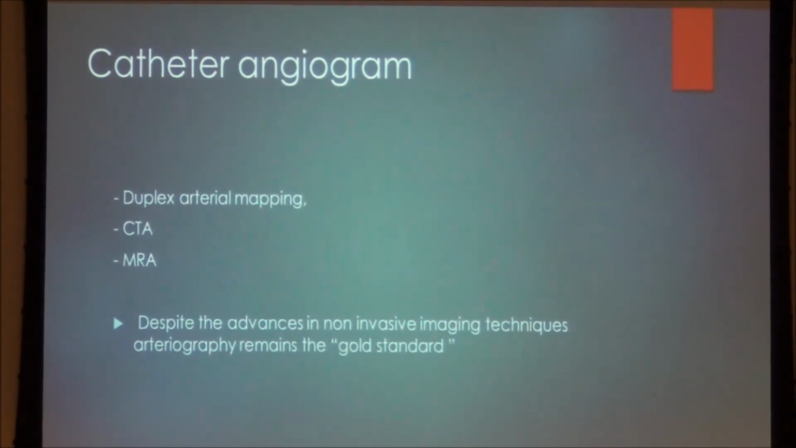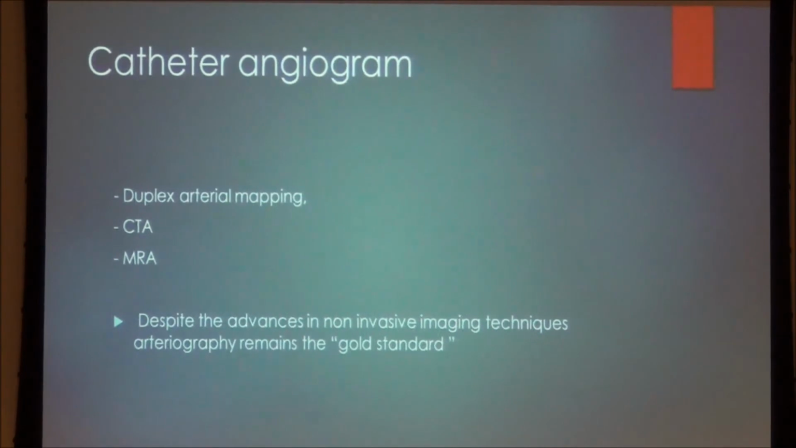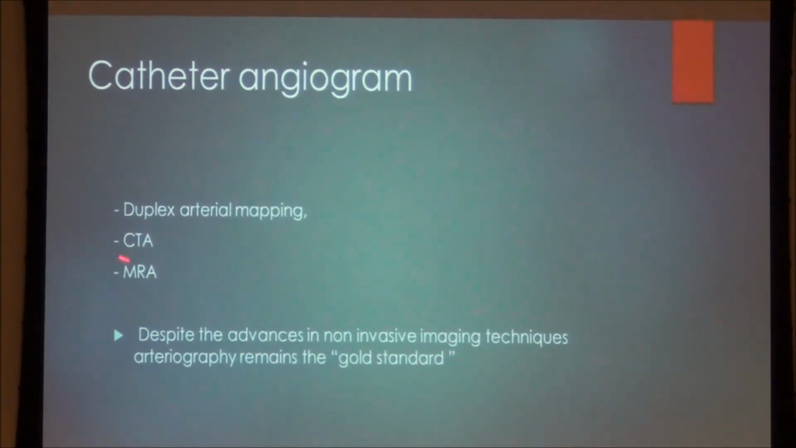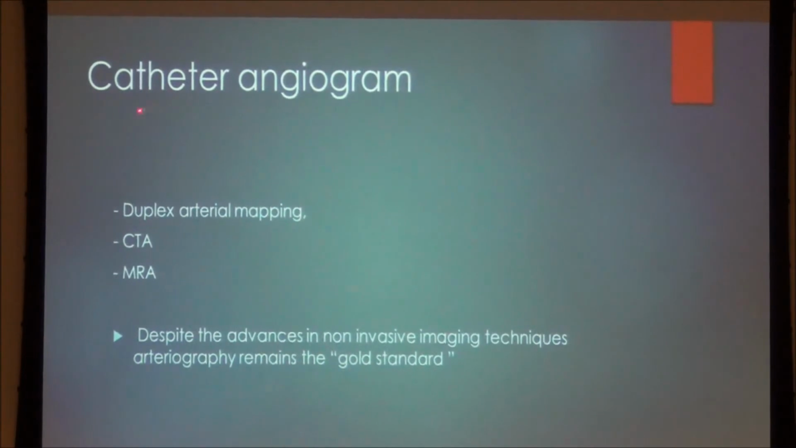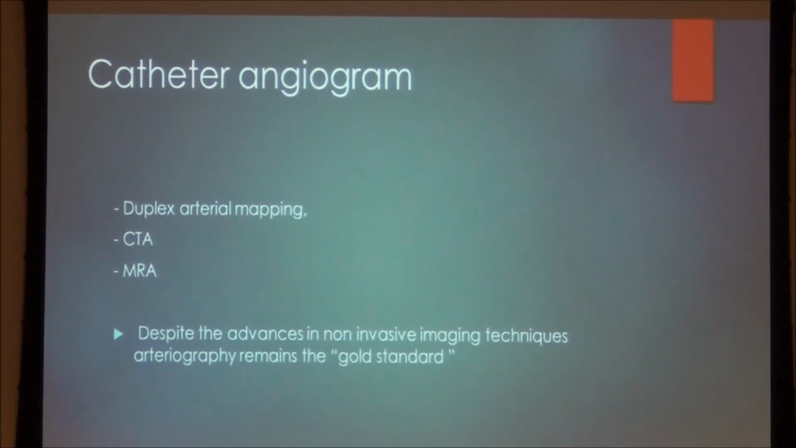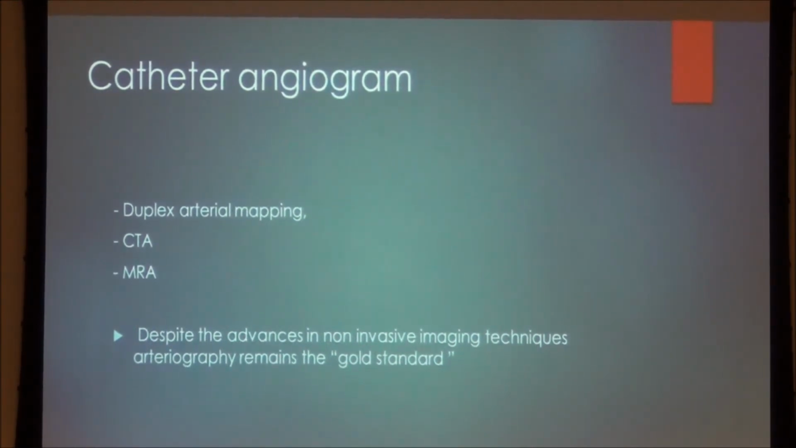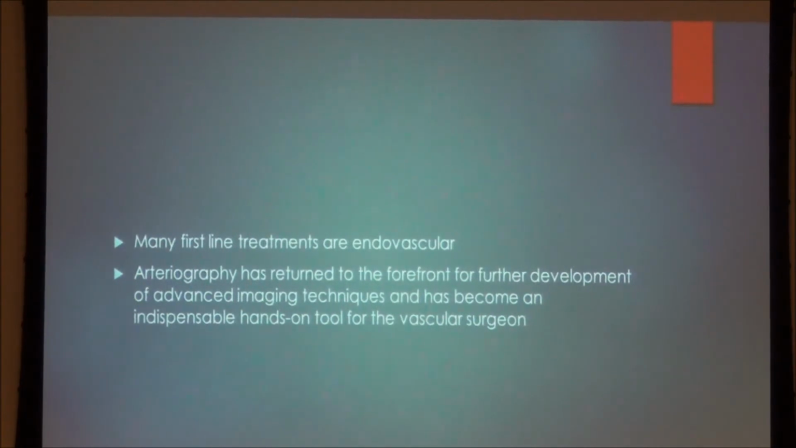Now, despite the advances in non-invasive imaging of CTA, MRI, and duplex imaging, the catheter angiogram is still the gold standard, because you see the real lumen of the artery. When you push the contrast into the artery, you have real-time imaging of the artery, and you can always compare other imaging modalities with the catheter angiogram. And it is getting more common because many first-line treatments are endovascular now.